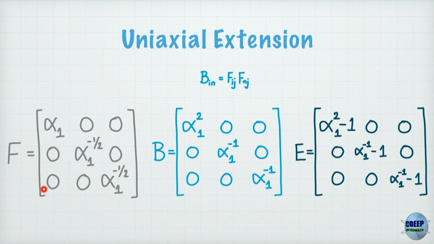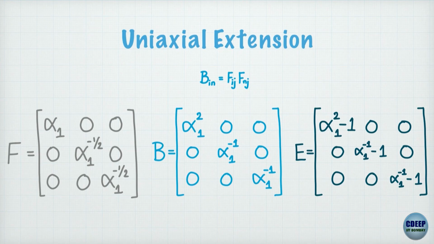So F dot F transpose is going to be B. What is F dot F transpose? In this case, since these are just diagonal tensors, the only elements that are going to survive are the multiplication of the diagonal components with themselves. So alpha 1 times alpha 1 you will get here, alpha 1 to the power minus half multiplied by alpha 1 to the power minus half, you will get alpha 1 to the power minus 1 and so here. So this we can obtain.